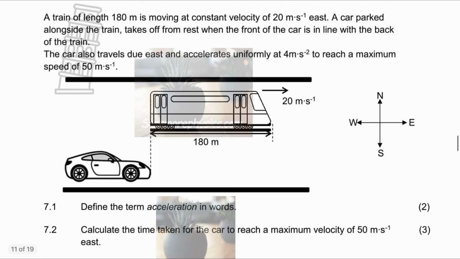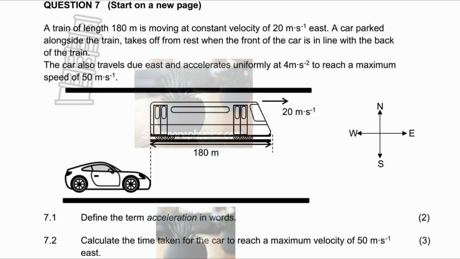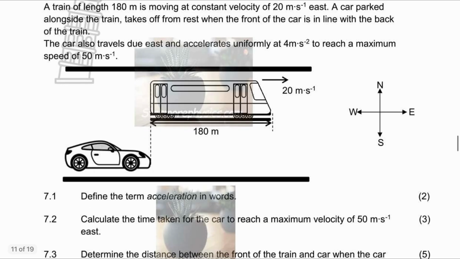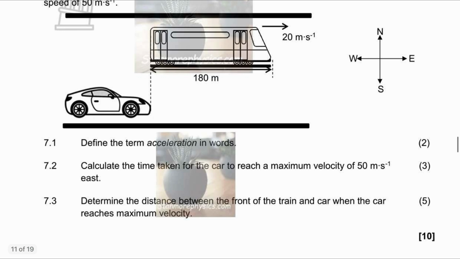Moving on to question number 7. A train of length 180 meters is moving at constant velocity of 20 meters per second east. A car parked alongside the train takes off from rest when the front of the car is in line with the back of the train. The car also travels due east and accelerates uniformly at 4 meters per second squared to reach a maximum speed of 50 meters per second. Question 7.1, definition, we can leave that out.